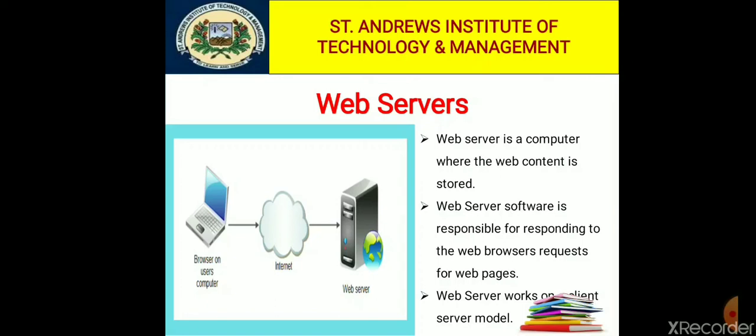A user agent, commonly a web browser, initiates communication by making a request for a specific resource using HTTP, and the server responds with the content of that resource or an error page if unable to do so. The resource is typically a real file on the server's secondary storage. But this is not necessarily the case, and that depends on how the web server is implemented.